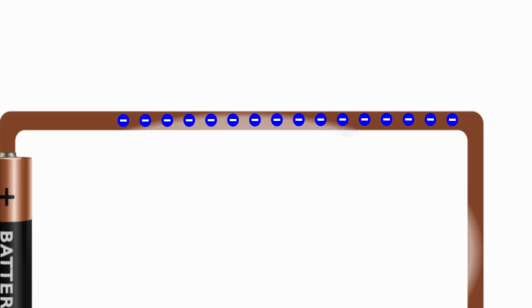Let's zoom into the copper material and assume these two electrons are available. Since both are negatively charged, they repel each other. So the force pushing these electrons apart depends on two things: how much charge each electron has, and how far apart they are. When electrons are close to each other, the force will be very strong. When electrons are far away, the force becomes much weaker.